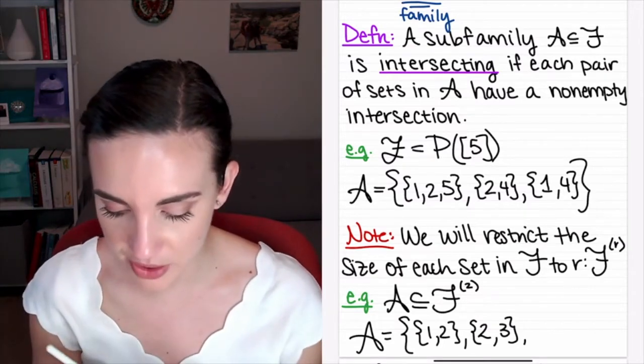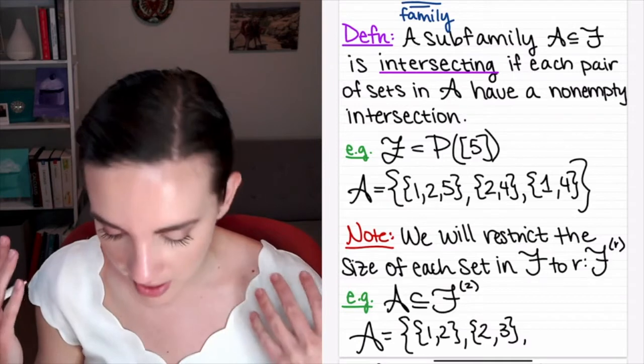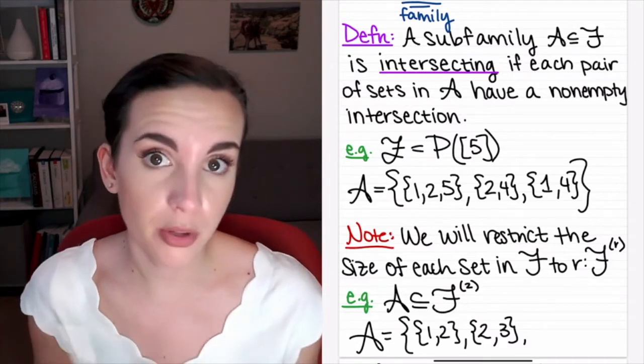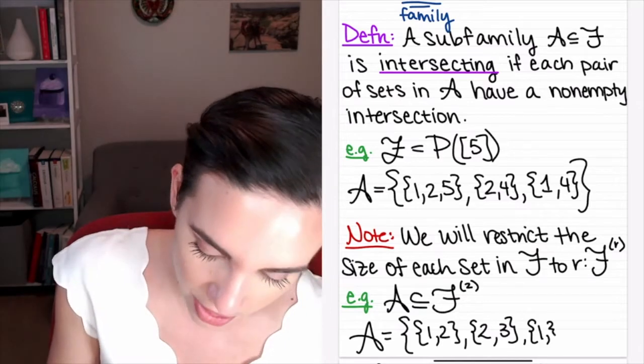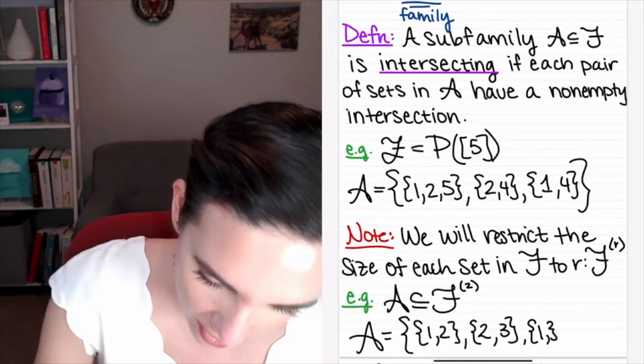Okay, now I have these two sets down. Let's see if I can make a third set that would be intersecting with both of them. Let's say that this set has 1 and 3 in it.